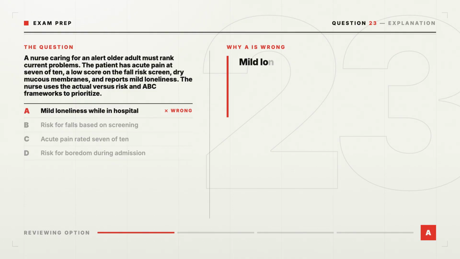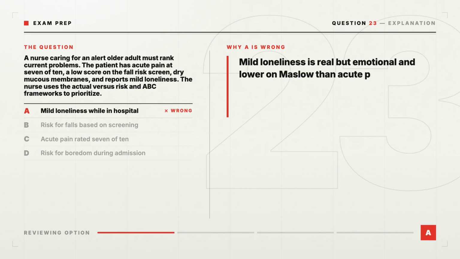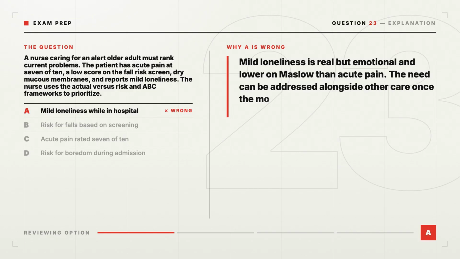A is wrong because mild loneliness is real but emotional and lower on Maslow than acute pain. The need can be addressed alongside other care once the more pressing physiologic discomfort has been treated and is decreasing.